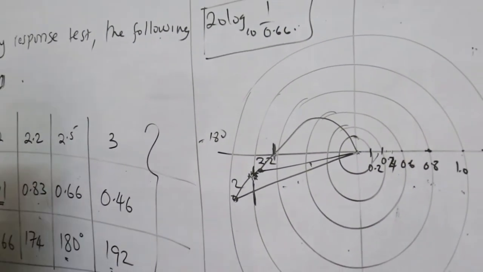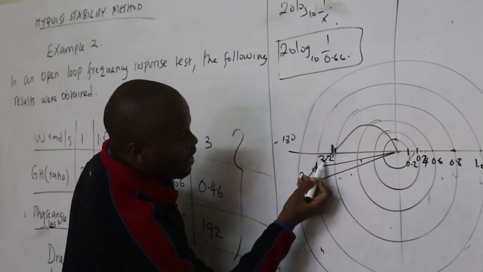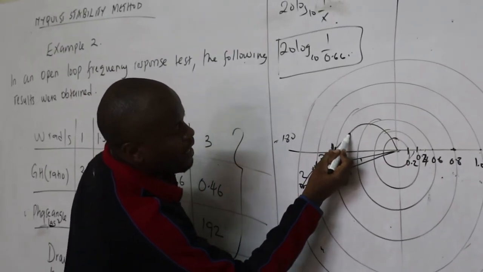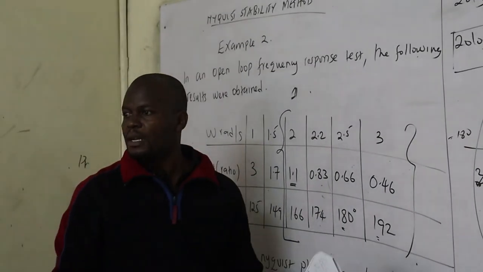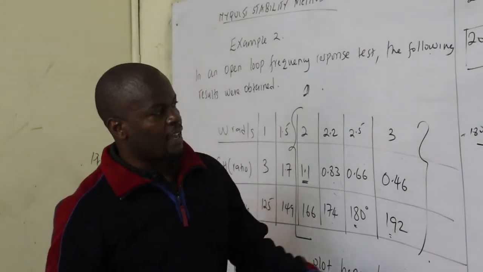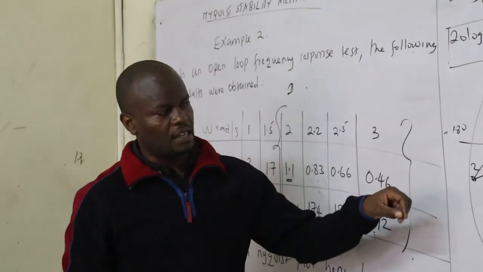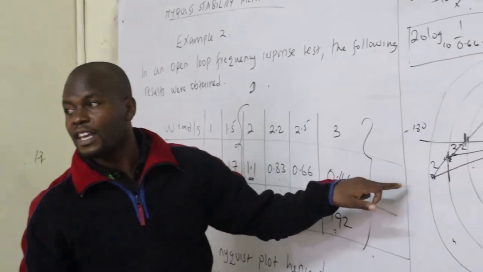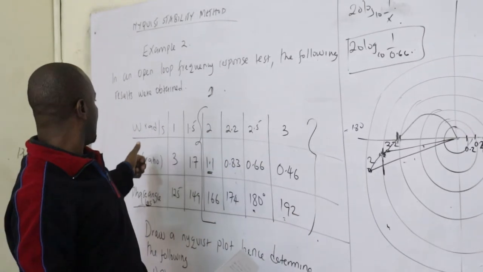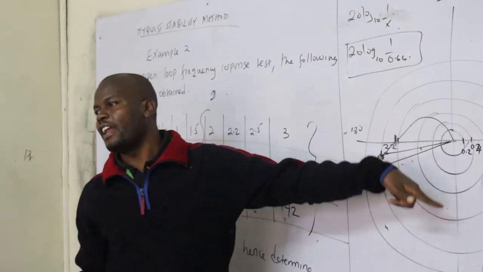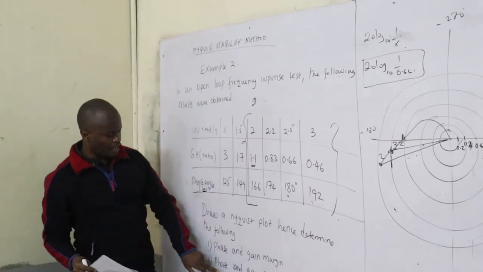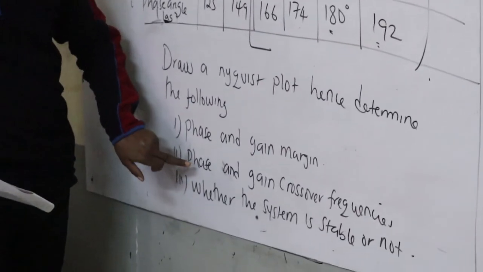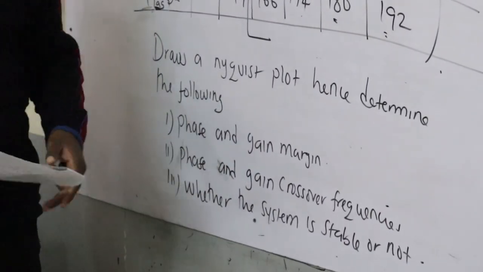And when you come to this again, we are going to approximate. Look at what is here and what is past that. Then try to interpolate to approximate that particular frequency. That is why I was insisting on writing the frequencies along that line, because they are the ones that are going to guide you when you will be approximating in order to obtain phase and gain crossover frequencies.